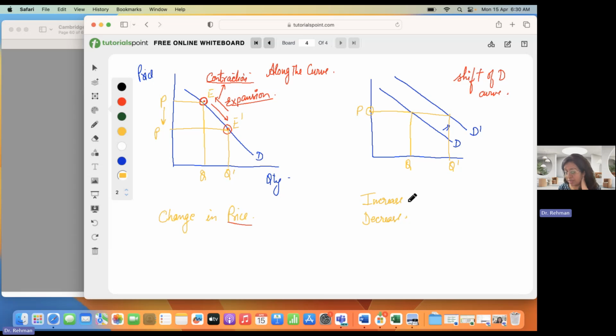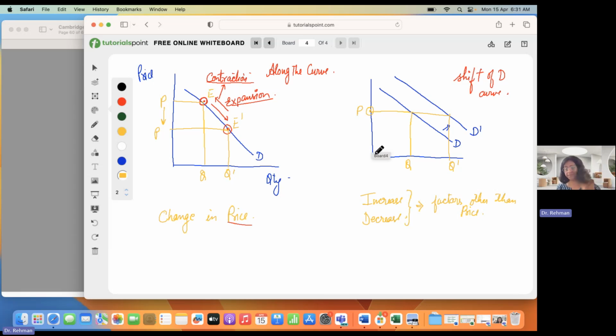And how do you define this situation? This situation happens only and only if there are changes in factors other than price. For example, other goods are becoming more expensive or less expensive, or some sort of changes are happening in the market. In that case, we use the words increase and decrease in demand.